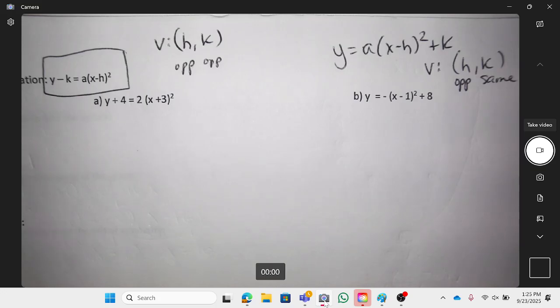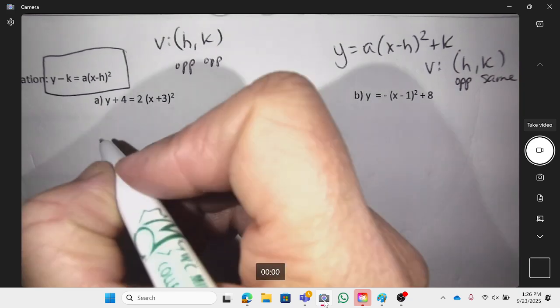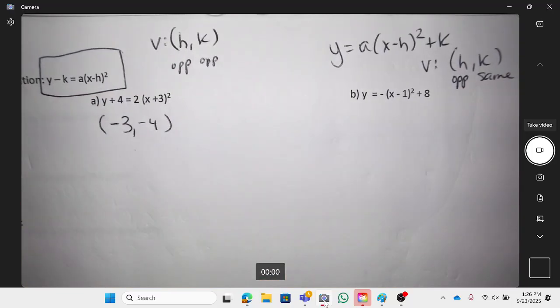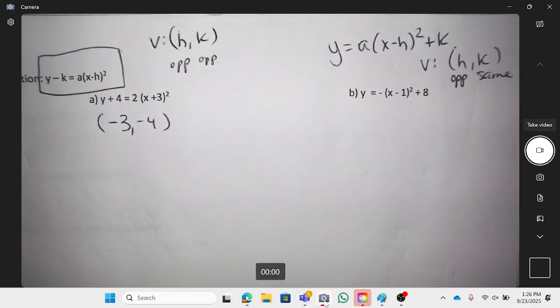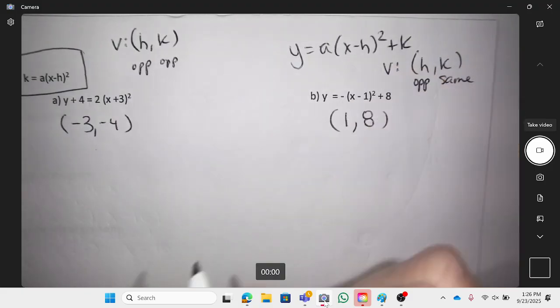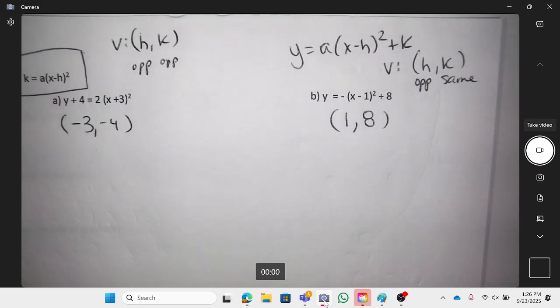All right, check marks. Ready? -3, -4, check mark. Did you get it? +1, +8. Check mark. Do it again.